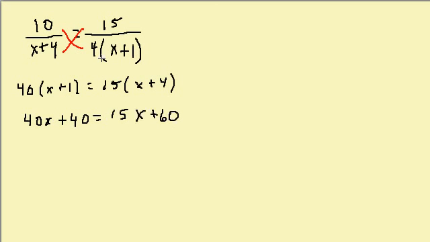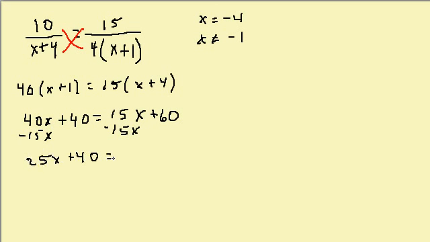Now, what did we forget to do? We forgot to state our restrictions. So we look up here, x cannot be negative 4 and x cannot be negative 1. So now I subtract 15x from both sides and I get 25x plus 40 equals 60.